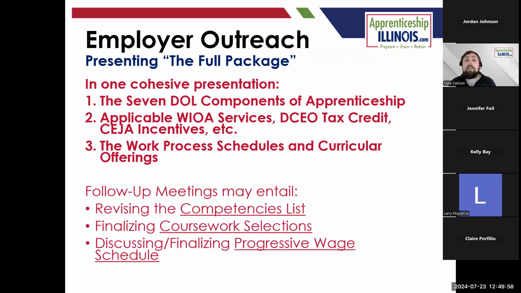If there's the ability to weave together those funding streams, we want to help them visualize from start to finish what their program will look like. Your apprentice is going to know these things, take these classes, it's going to cost this much, we're going to help you with this amount of funding. And then the action item for them is to revise that competency list, finalize the coursework, and finalize that progressive wage schedule.